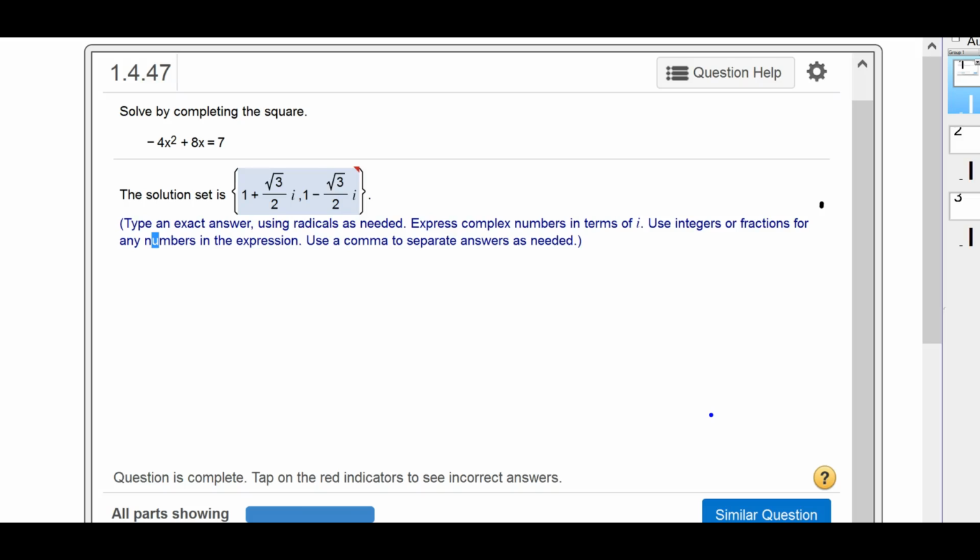We're going to solve the equation negative 4x squared plus 8x equals 7 by completing the square. We already have the terms involving x on one side and the constant term on the other side. We'll factor out a negative 4 to make the coefficient of x squared 1.